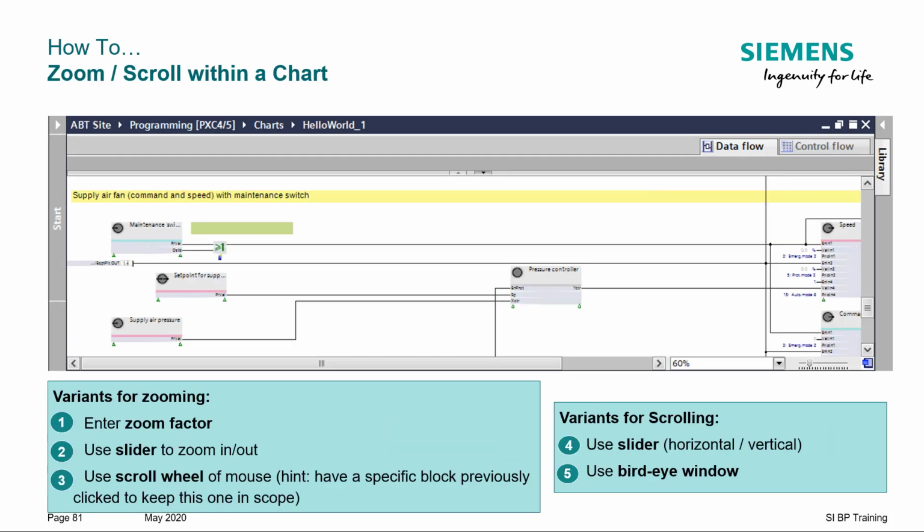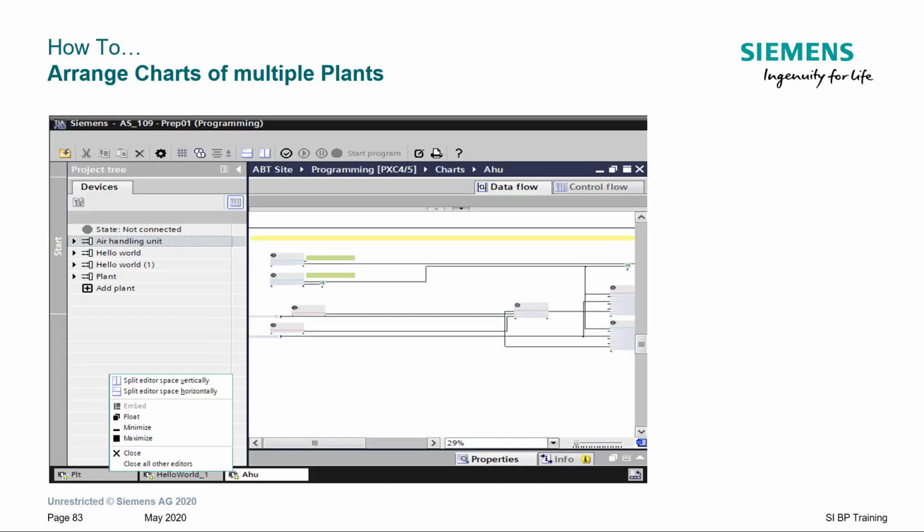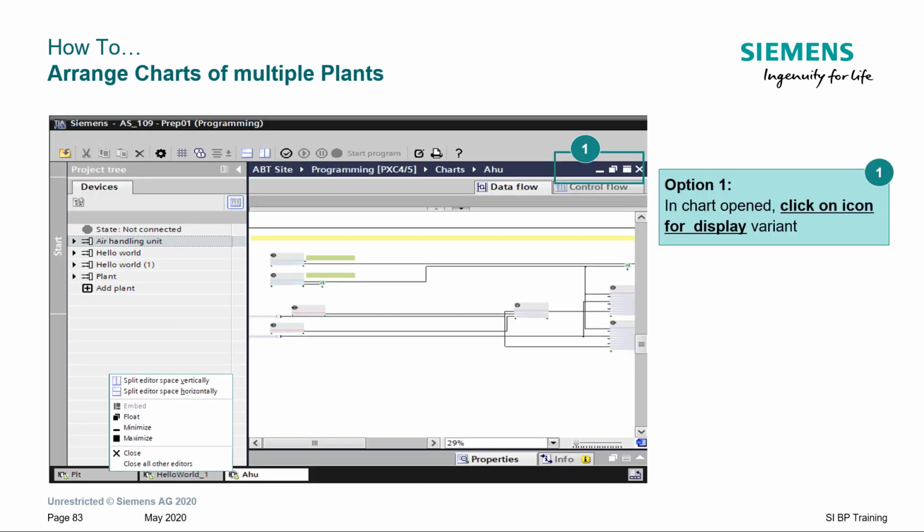Depending on the size of the screen, it might be necessary to zoom in or out to have a better overview. You can enter the zoom factor, use the slider, select a block and use the scroll wheel of the mouse. Use the horizontal or vertical slider, or use the bird eye view. Click and hold the bird eye view icon to get an overview of the entire program with the current section marked. To arrange the charts from multiple plants, you can use the display variants from here.